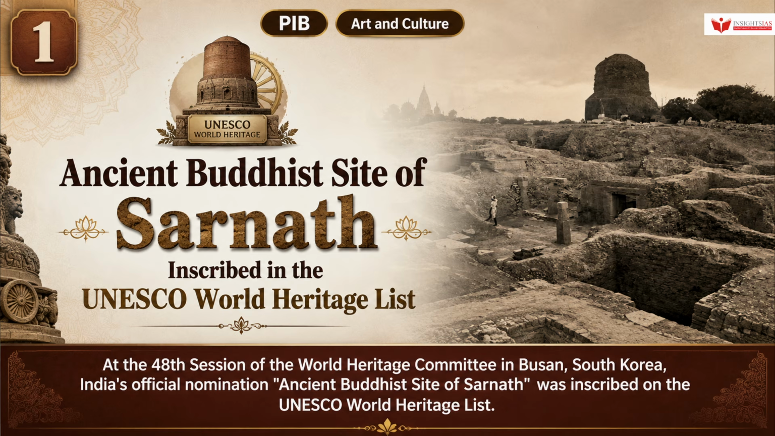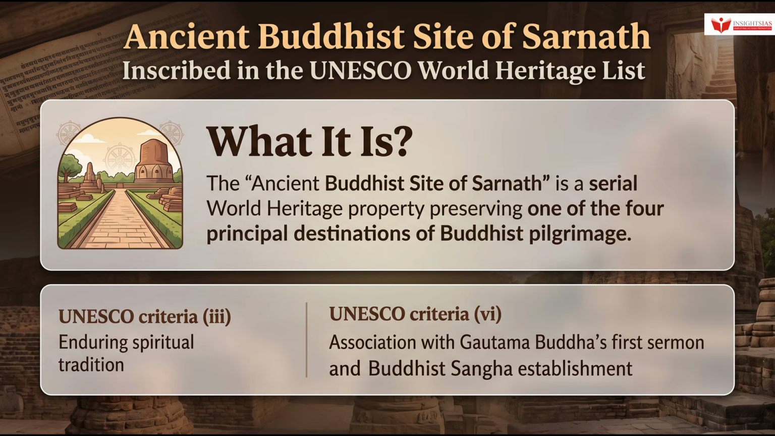Now, here's a genuinely important number cluster to hold on to right at the start. This marks India's 45th World Heritage Property, placing the nation 6th globally, and 2nd in the Asia-Pacific region for total UNESCO sites. That's exactly the kind of ranking detail UPSC loves testing. So what exactly is this site?